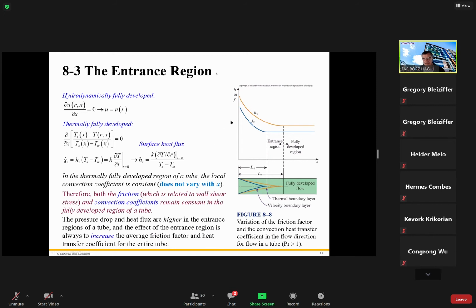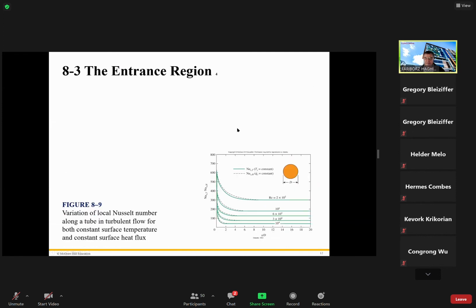The same thing because of the friction factor, the pressure drop at the entrance is more than that. Any question?